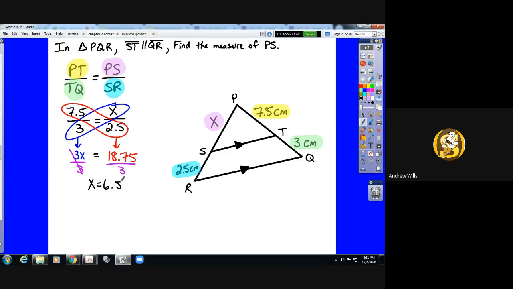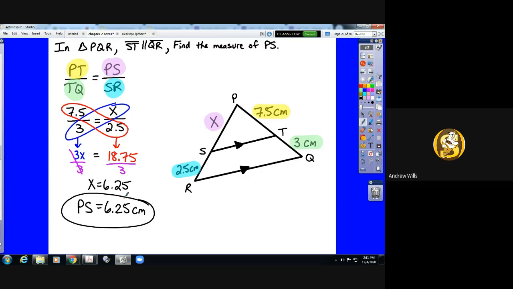Now, x is a variable. Variables do not have units. But we're not asked for x. We're asked for the measure of PS. Well, PS is x centimeters long. So PS would be 6.25 centimeters. That's it. That's all there is to these problems. Okay? They don't get much harder.